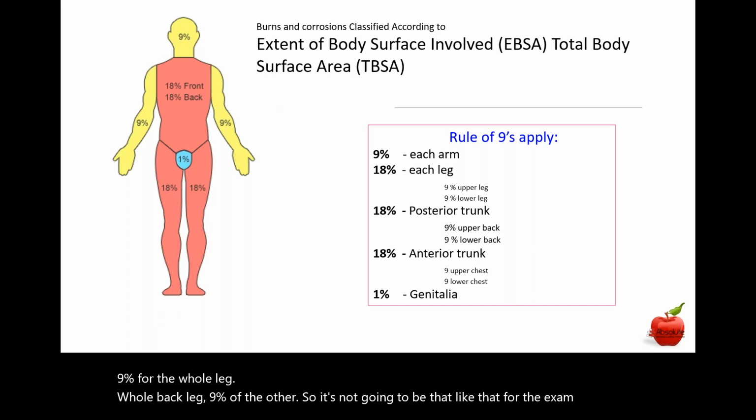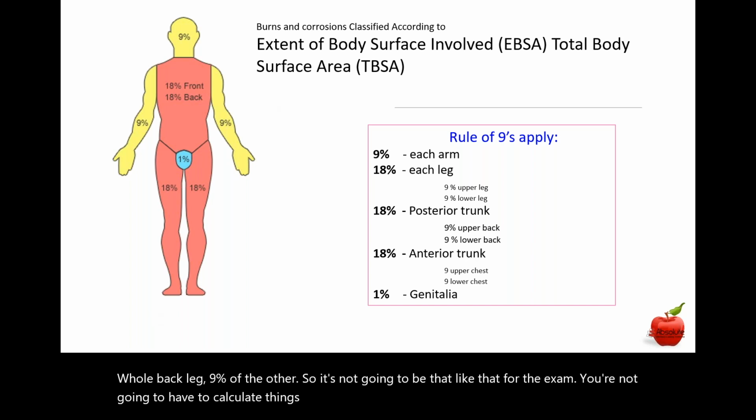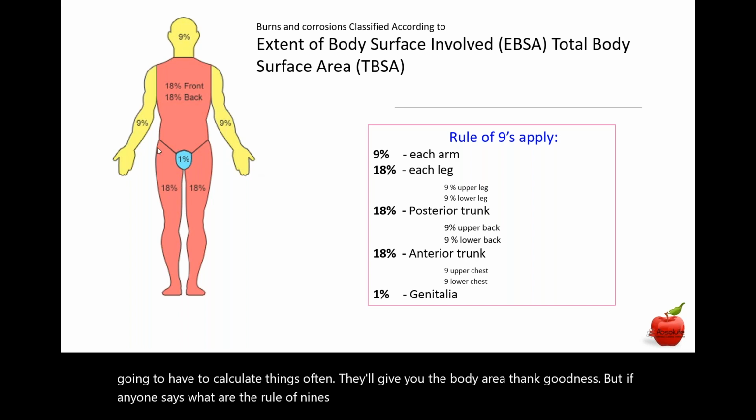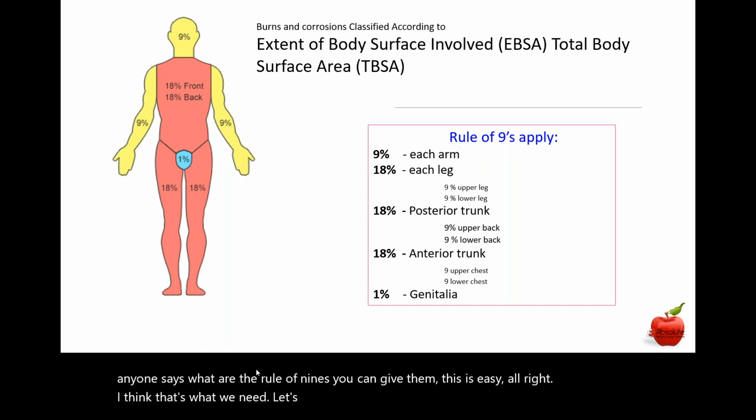You're not going to have to calculate things. Often they'll give you the body area, thank goodness. But if anyone says, what are the rule of nines? You can give them this. This is easy. All right, I think that's what we need. Let's get started. We have some coding to do.